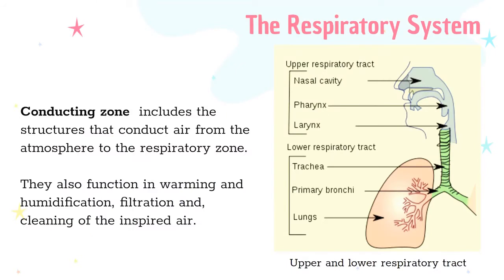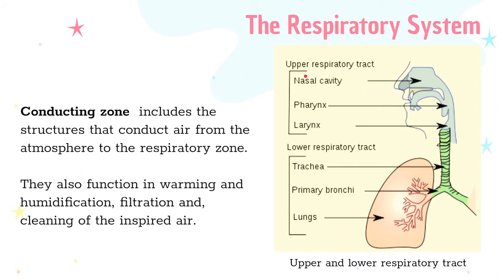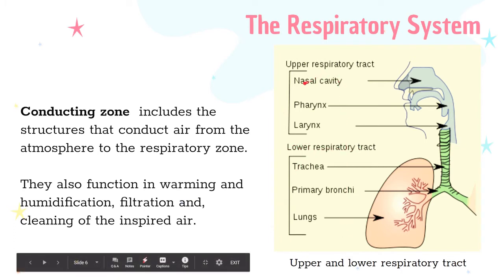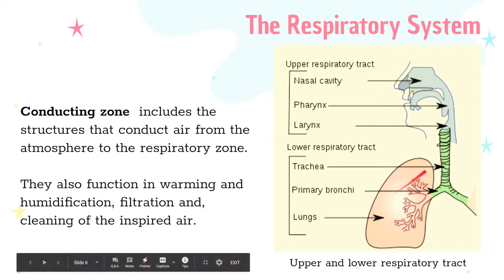So now let's go into the components of the respiratory system. So the first one is the conducting zone. So this includes the structures that conduct or transport air from the atmosphere into the respiratory zone. So we've discussed a while ago, this includes your upper respiratory tract and your lower respiratory tract. So that involves your nasal cavity, pharynx, larynx, trachea, primary bronchi. Okay? So they bring air into the lungs, okay, into the respiratory zone.